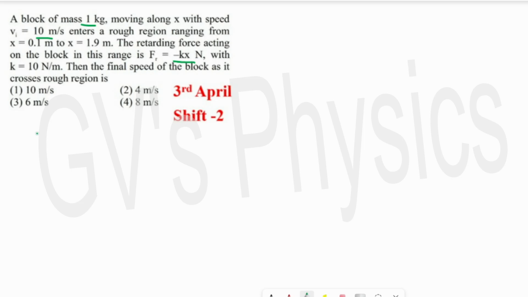So for that we can take the equation, that is work is equal to change in kinetic energy, and for work we have one more formula, that is integrating force with respect to the position. Okay, so we will explain this equation. So change in kinetic energy means final minus initial. Final kinetic energy half mv square, initial kinetic energy is half mu square, that is equal to integrating, in the place of force, minus kx and dx.